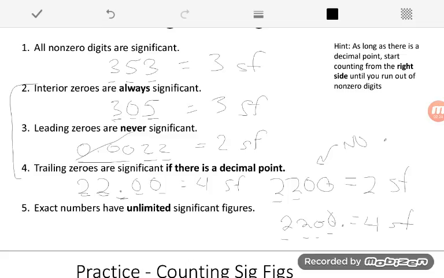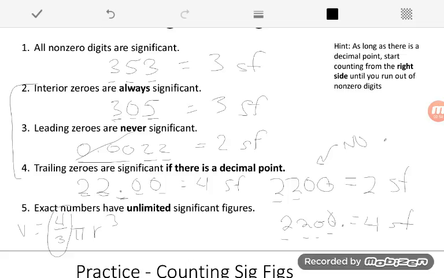Finally, exact numbers have an unlimited number of significant figures. For an exact number, there's usually 2 ways to spot it. One is it's in a formula. So for instance, the volume of a sphere is given by 4/3 pi r cubed. That 4/3 there, that's an exact number. It's always exactly 4/3 that goes into that formula. So that would have an unlimited number of significant figures.